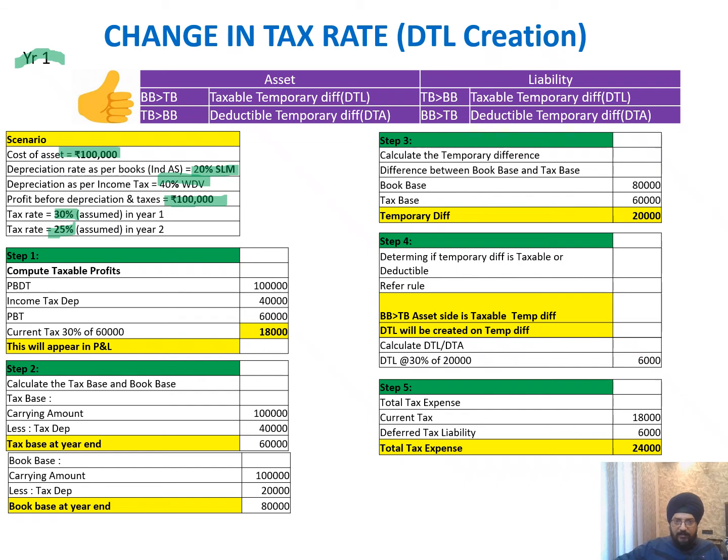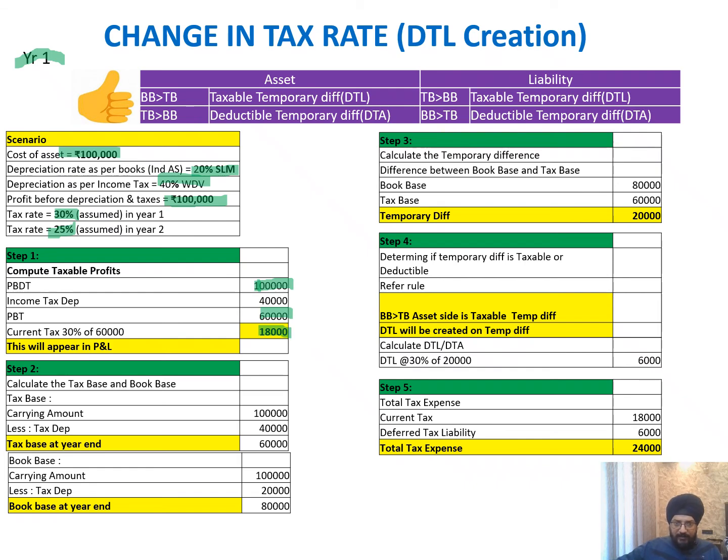So the first step is calculation of my current tax. My PBDT is 1 lakh. My income tax depreciation is 40% of 1 lakh, which is 40,000. My PBT is 60,000, and hence my current tax is 30% of 60,000, which is 18,000 rupees.